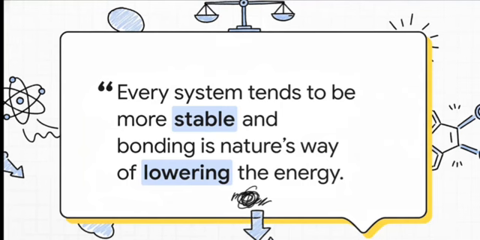And this isn't just some vague idea. It's a fundamental law of the universe. As one of our sources puts it so perfectly, every system tends to be more stable. This whole process of chemical bonding, it's just nature's way of chilling out, of lowering the overall energy to get to the most stable arrangement possible.